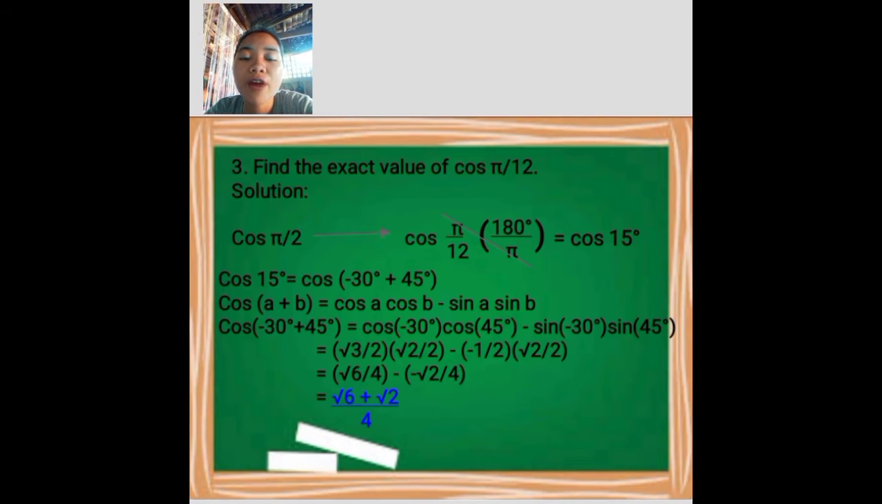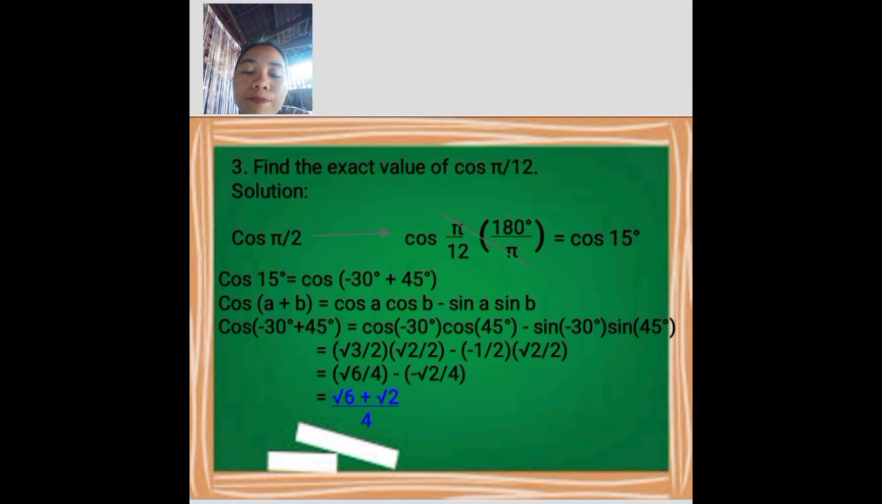Example number 3. Find the exact value of cos pi over 12. So, first, let's convert the radian into degrees. So, we have cos of pi over 12 times 180 degrees over pi. We cancel the pi. Then, 180 degrees over 12 is equal to 15. So, we have cos 15 degrees. So, the 2 degrees that will result into 15 degrees is negative 30 degrees plus 45 degrees.